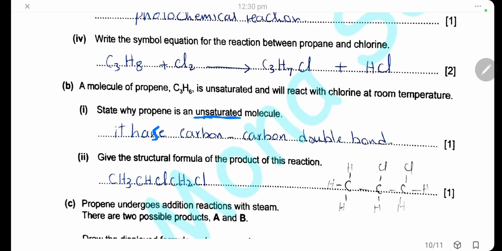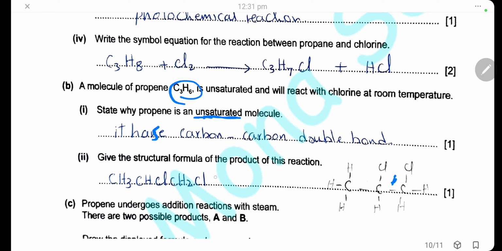We can write: propene is unsaturated because not all the carbon-carbon bonds are single bonds, or it has one carbon-carbon double bond. Give the structural formula for the product of this reaction. When propene reacts with chlorine, the double bond is broken and two chlorine atoms are added. So propene has a double bond here. We will remove the double bond and add two chlorine atoms.